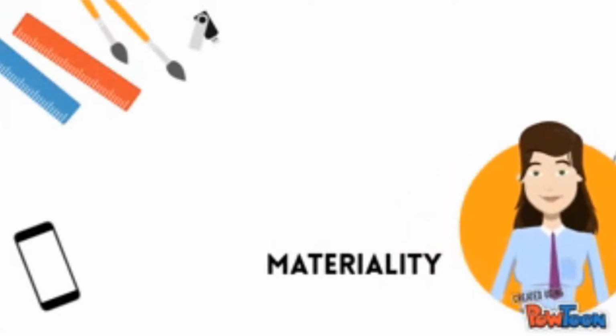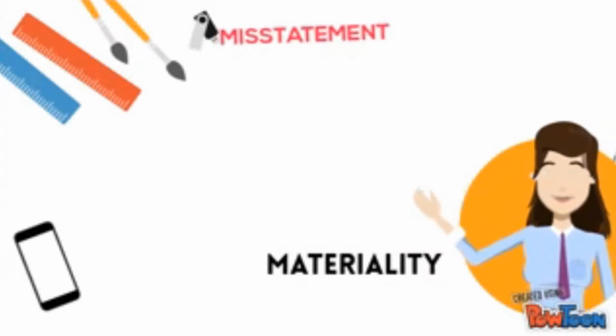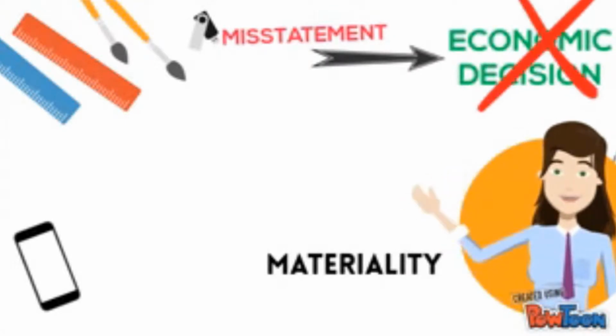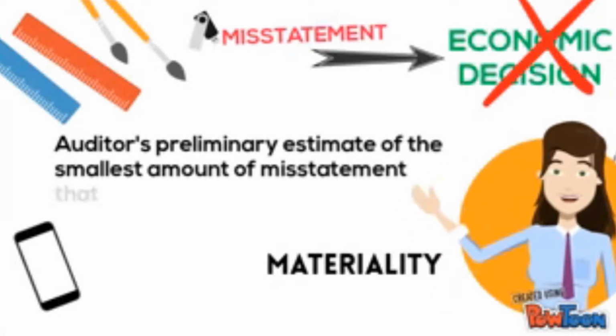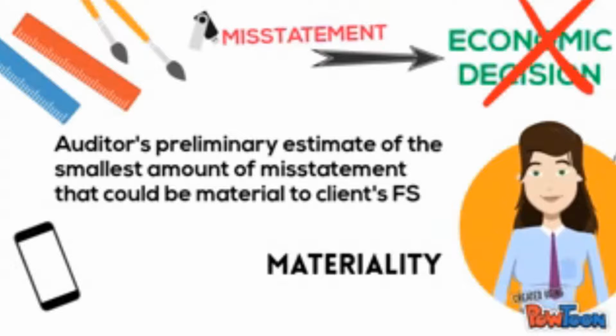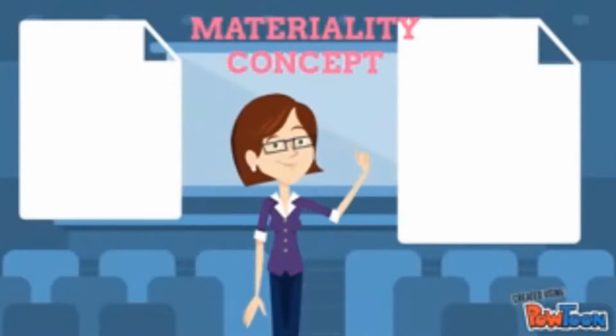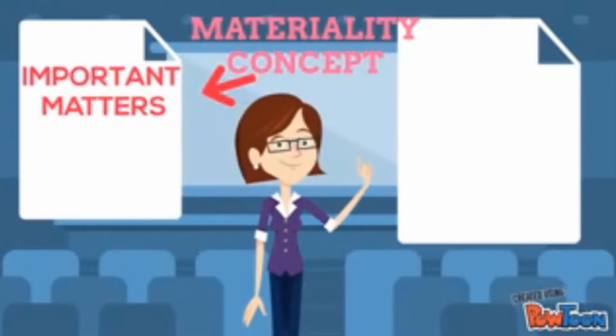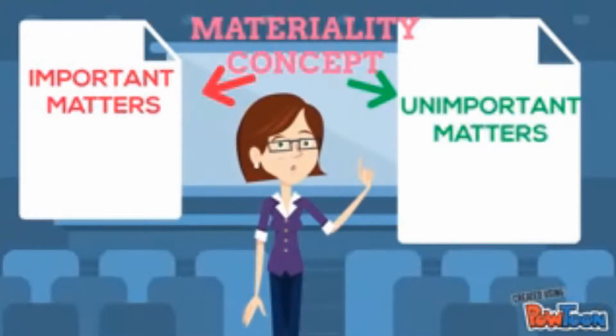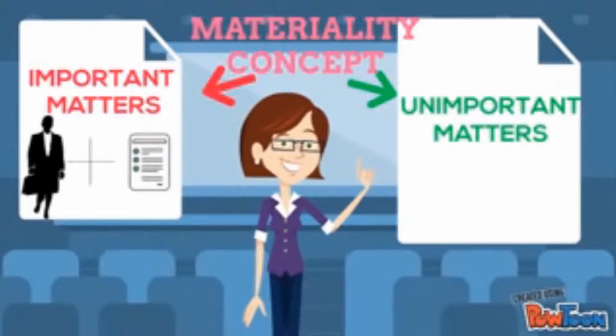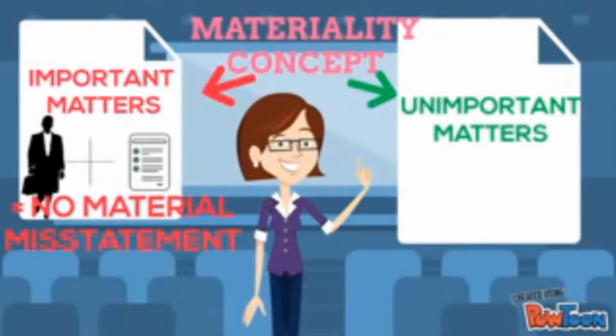Now, what is materiality? Information is said to be material when the misstatements could influence the economic decisions of users, taken on the basis of the financial statement. Materiality is an auditor's preliminary estimate of the smallest amount of misstatement that could be material to the client's financial statement. The concept of materiality is the criteria used by accountants and auditors in distinguishing between important and unimportant matters. The auditor is responsible to determine that the financial statements prepared by the management are free from material misstatement.